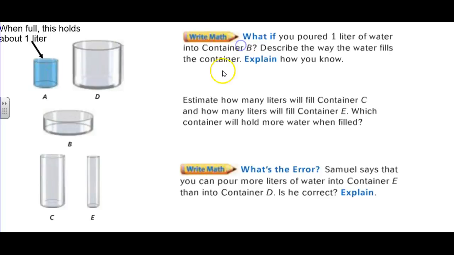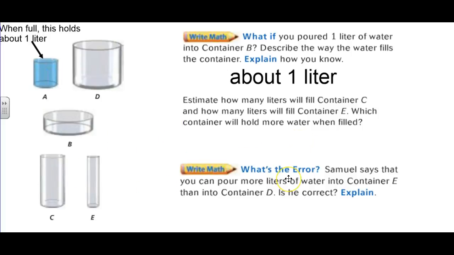Okay, so container B, looking at it, it would be about 1 liter. If you were to pour this into there, this one is definitely shorter, but it's more wide. So it has some more room for the water to go in, so it would contain about 1 liter. The next question right here says, estimate how many liters will fill container C and about how many liters will fill container E. Which container will hold more water when it is filled?